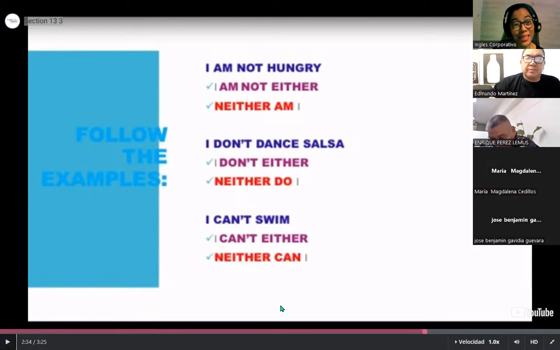Luego ya sé que el neither va a ir con el auxiliar cuando yo invierto el auxiliar. Es decir, neither am I, ¿verdad? Am I. O neither do I. Simple y sencillamente, doy vuelta. ¿Ok? O neither can I. Y está bien fácil. No hay donde perderse. Ok, let's continue watching the video.